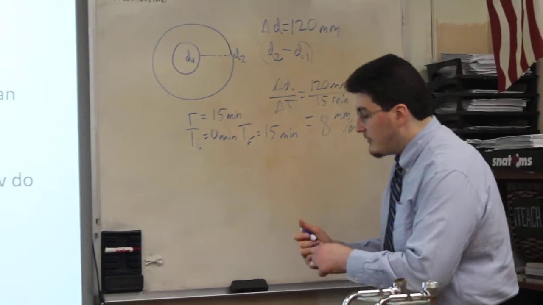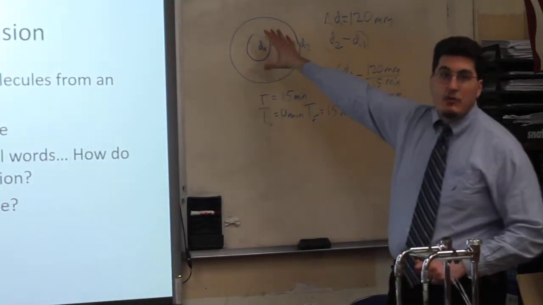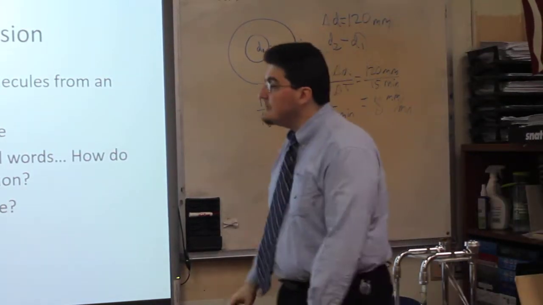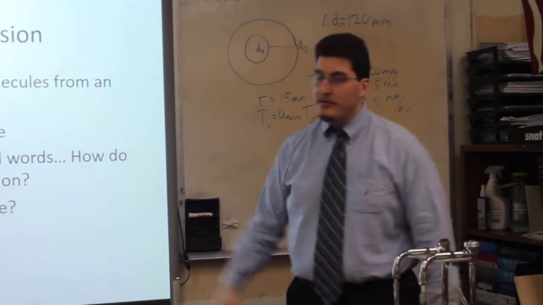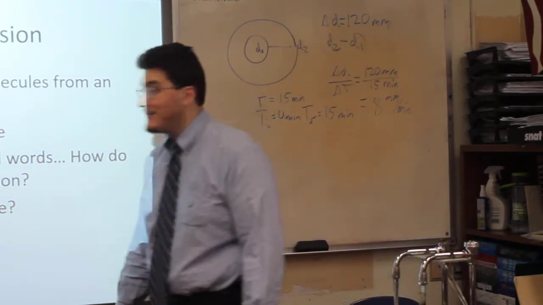Okay, so that's my rate of diffusion. So the dye diffuses at a rate of 8 millimeters per minute. All right, in just my example. Now, of course, there's no real dye, there's no real agar, and of course this is movie magic, so you can't trust anything I say.